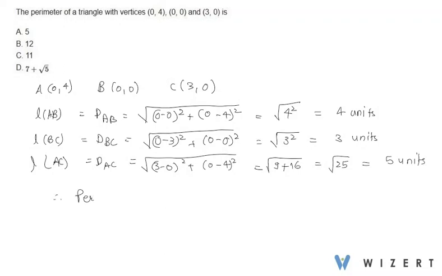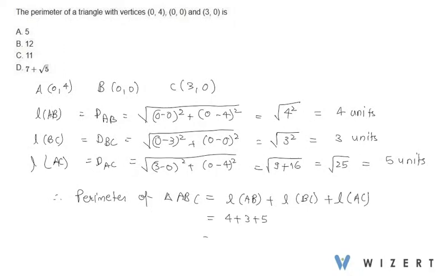Therefore perimeter of triangle ABC is length of AB plus length of BC plus length of AC, which is equal to 4 plus 3 plus 5, which is equal to 12 units. 4 plus 3 is 7, 7 plus 5 is 12. Let's correct that. 12 units. So the answer is option B, 12 units.